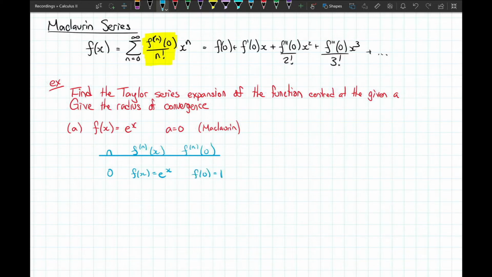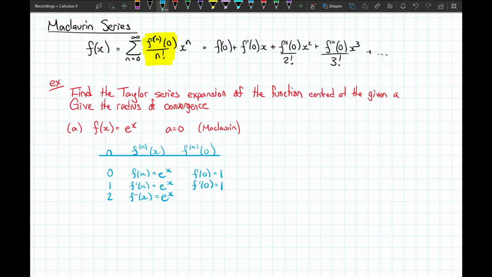Okay, well, let's take a look at the first derivative when n equals 1. And we know that the first derivative of e to the x is e to the x, and we'll evaluate that at 0. And of course, f prime of 0 is also equal to 1. It's a pretty easy pattern, but we'll want to set up this table in general. So let's just try one more row.